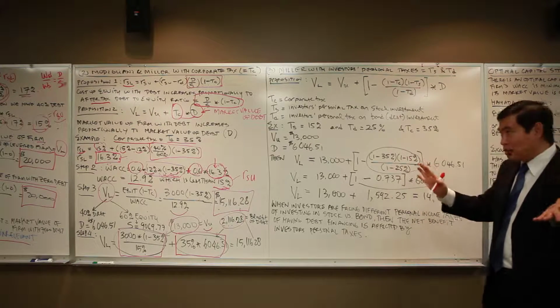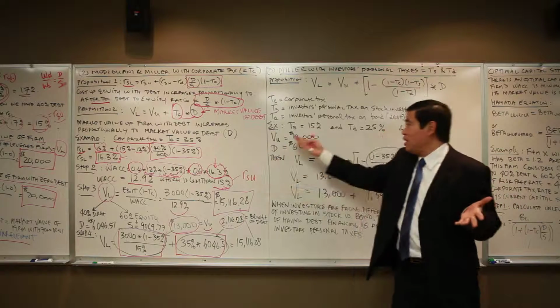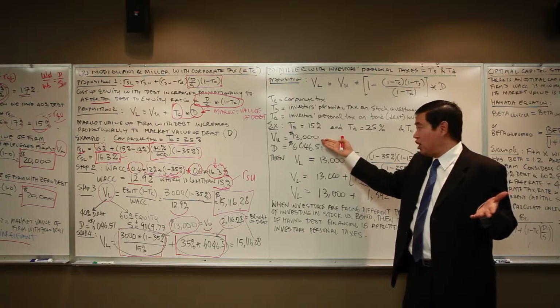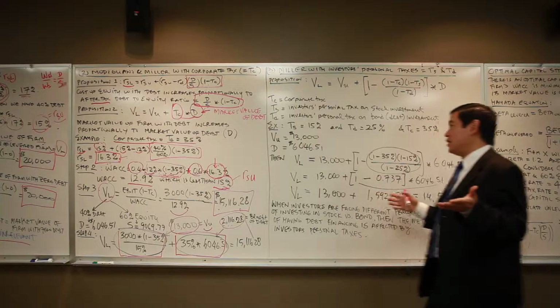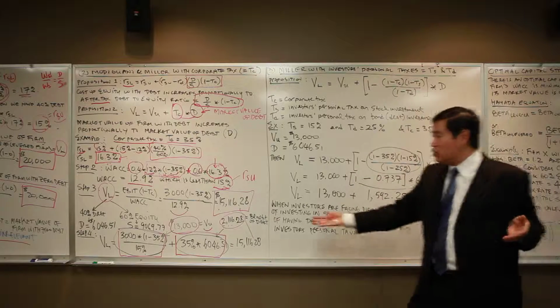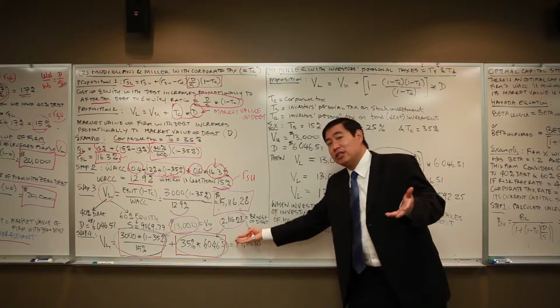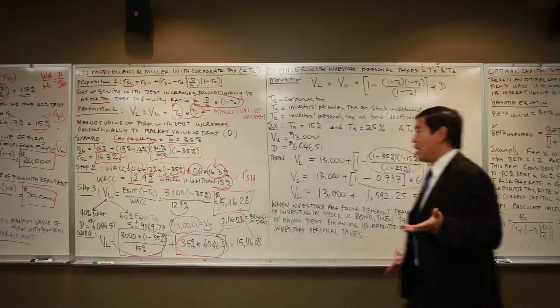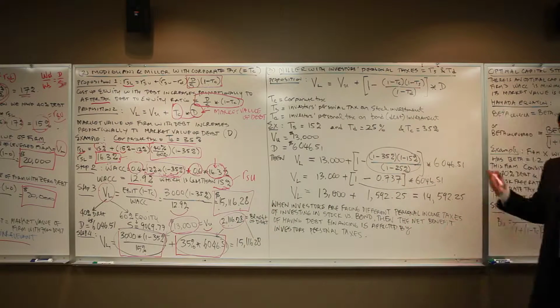And I'm going to use the same example that we used before. The value of the unlevered firm is $13,000 and the market value of debt is $6,046.51, which was derived from the previous theory, Modigliani and Miller with corporate tax, in the previous problem. Okay? Then we apply the formula.